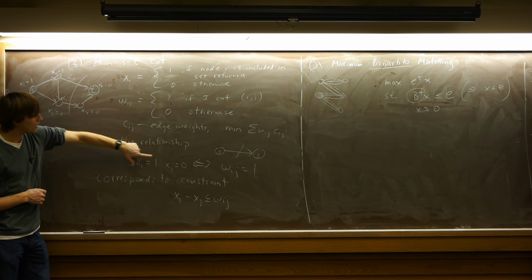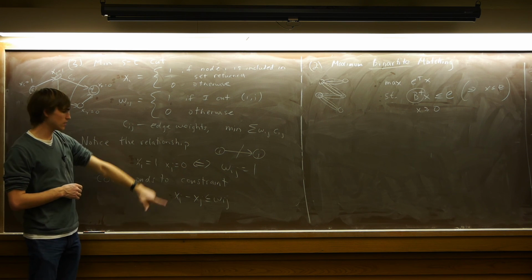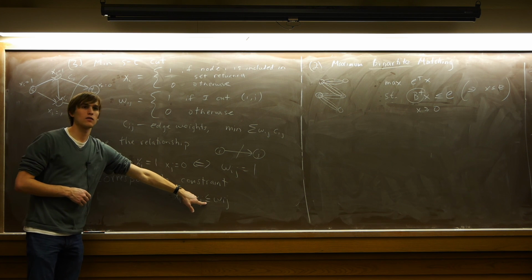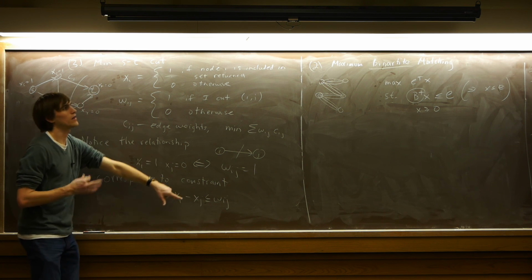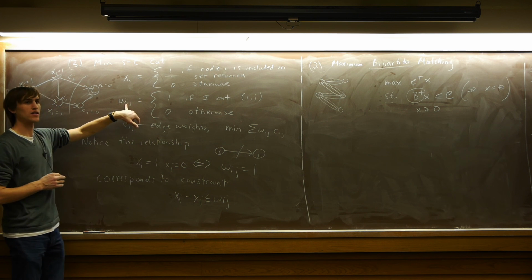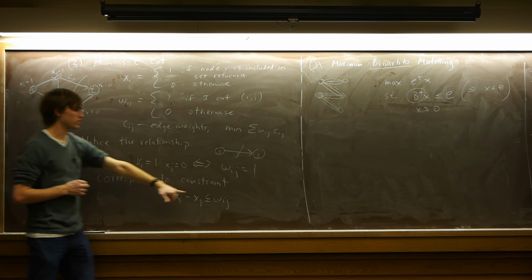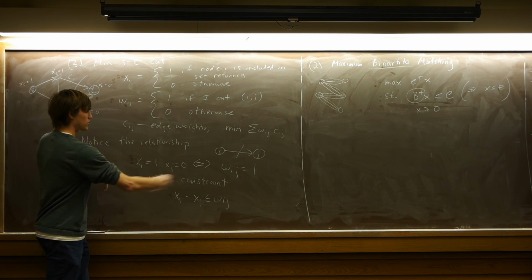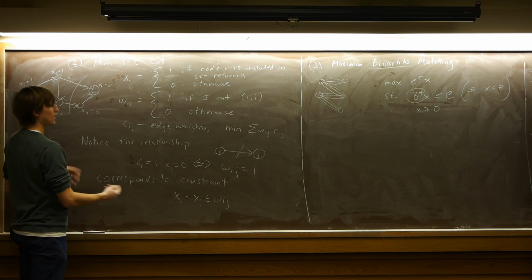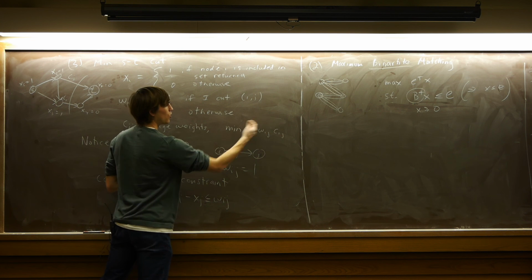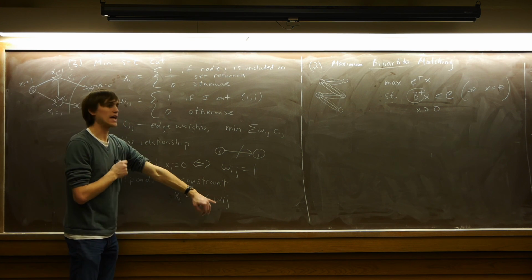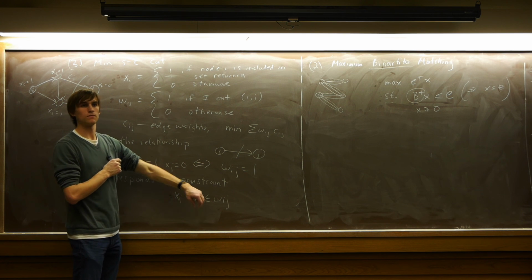If xi is 1 and xj equals 0, then 1 minus 0 means wij has to be greater than or equal to 1. And if I'm restricting wij to be 0 or 1, then of course wij would have to be equal to 1. Now the other direction, you also have to include the fact that I'm minimizing over all of the edge weights. And so wij, if it can be 0, it will be 0.